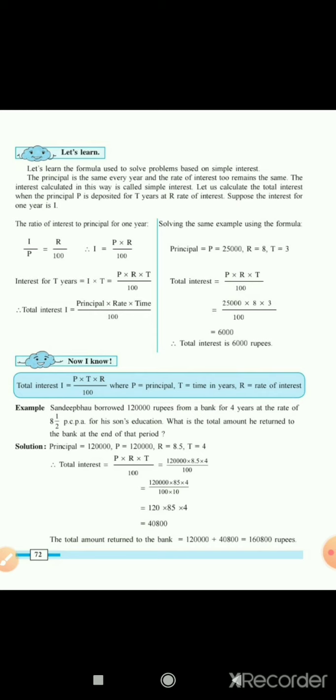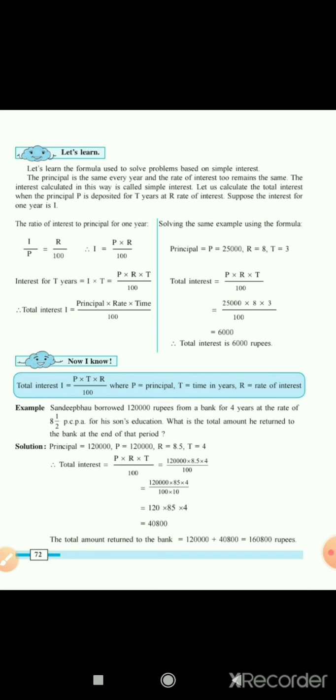Now let us calculate the total interest when the principal P is deposited for T years at R, the rate of interest. Suppose the interest for 1 year is I. Now the ratio of the interest to principal for 1 year, I upon P, is equal to R upon 100. Therefore, I is equal to P into R upon 100. Therefore, interest for T years is equal to I into T, that is P into R into T upon 100. So, total interest is equal to principal into rate into time upon 100.